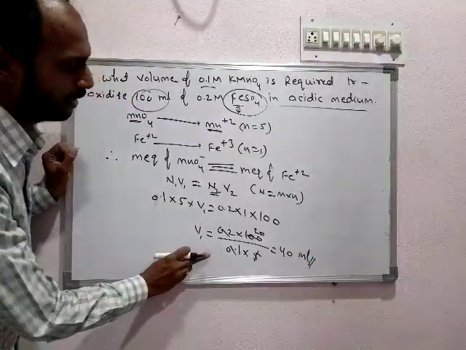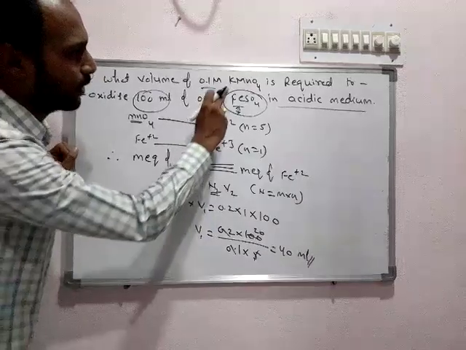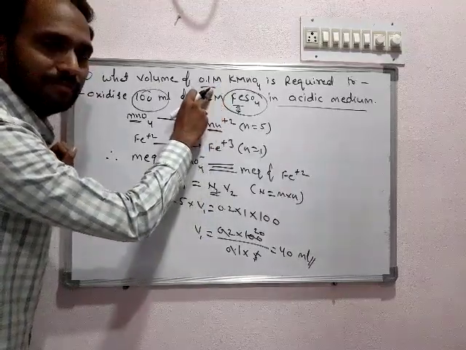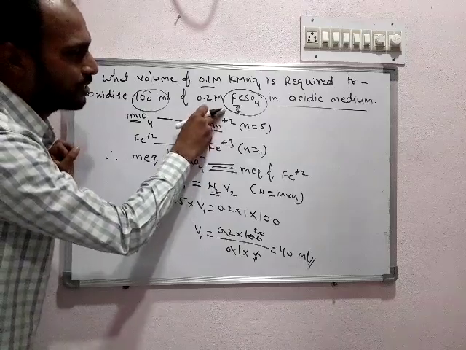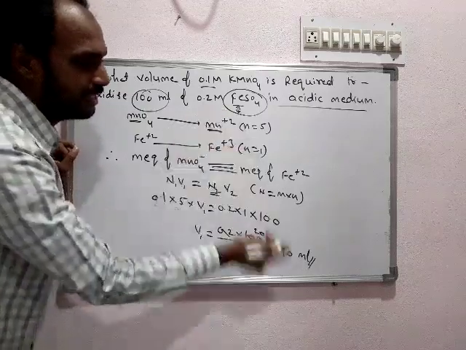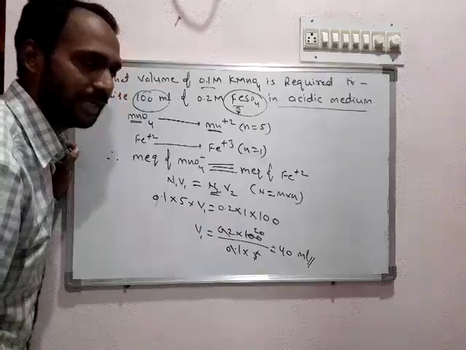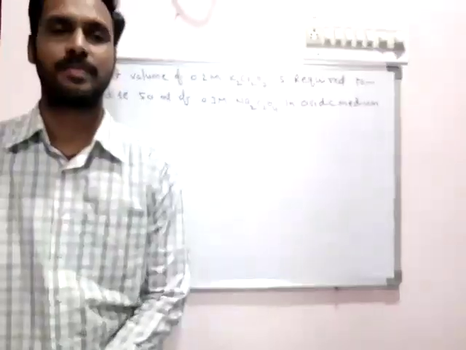So the volume of potassium permanganate of 0.1 M required for the complete oxidation of ferrous sulfate into ferric is 40 milliliter. Okay, take it. See the next one.